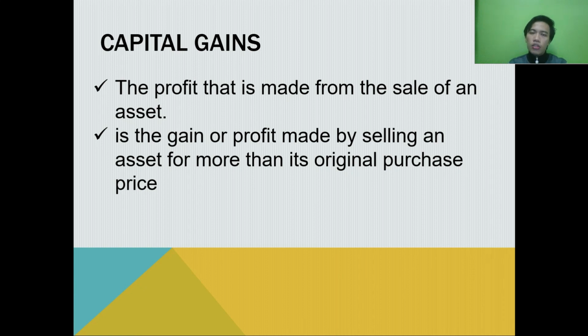Now I would like to continue the presentation, that is capital gains. Capital gain is the profit that is made from the sale of an asset. It is the profit made by selling an asset for more than its original purchase price. We have a capital gain when we sell the asset. It does not matter how the price has changed since we bought it.